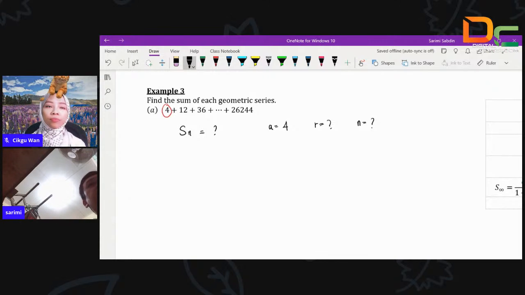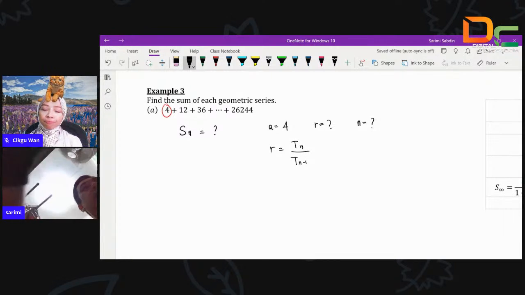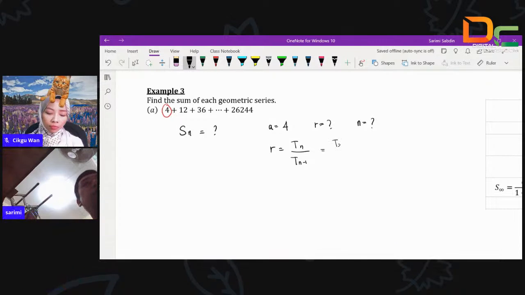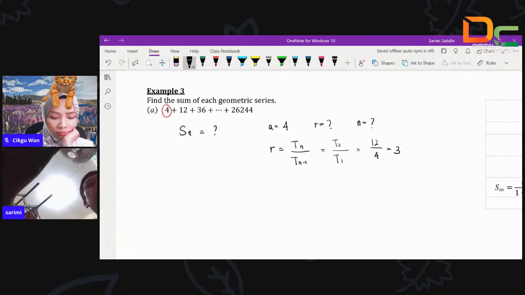And then R, okay, R is the common ratio. The formula is Tn over Tn minus 1. So in this series, we can pick any term. Let's say I choose T2 over T1. So T2 is 12 and T1 is 4. So 12 divided by 4 is 3. So R is equal to 3.